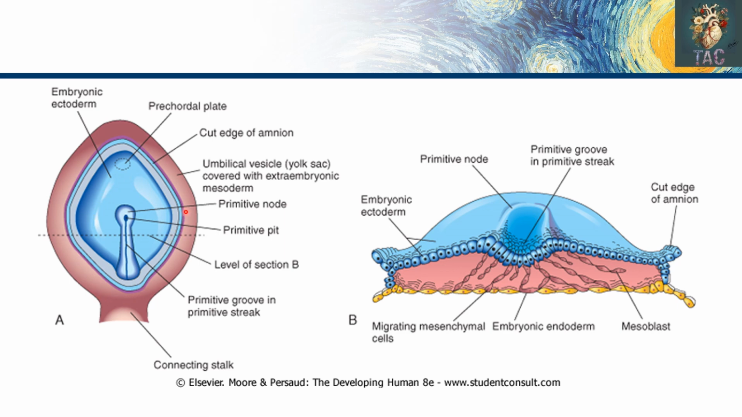Here you can see the cut edge of the amnion as well. The section taken at this level shows that there is indentation in the primitive streak, which is called primitive groove, and cells are migrating from the primitive streak. These cells are derived from the epiblast cells. They show epithelial to mesenchymal transition, and they come to lie either in between the epiblast and hypoblast, or they even displace the hypoblast and come to lie over here.